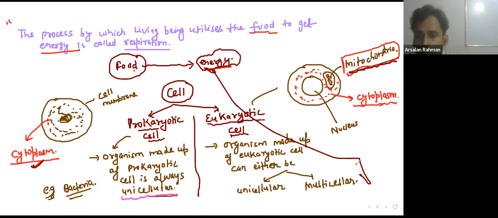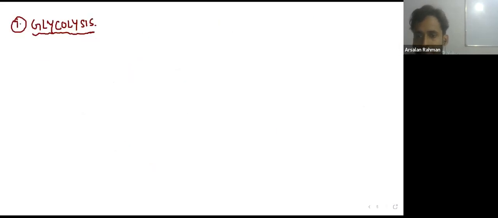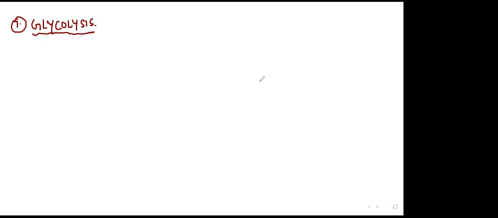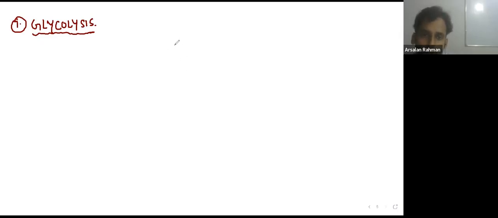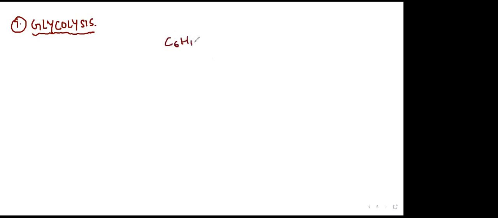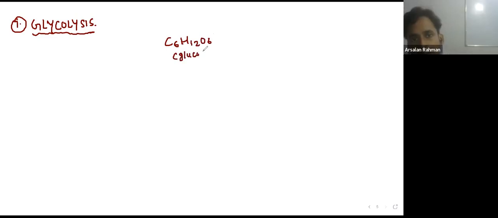Give me an example of digested food. Glucose. We convert all the carbohydrates into glucose. So suppose this is glucose. What is the formula of glucose? C6H12O6. This is the glucose molecule. We have to convert this glucose molecule into ATP. What is ATP? The energy currency of the cell.